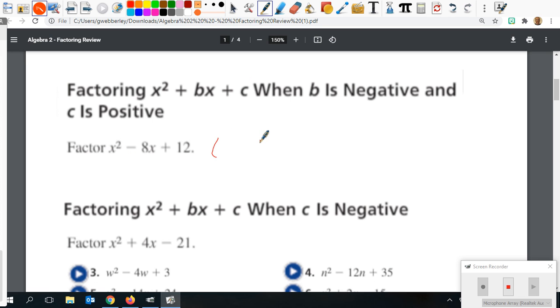So let me, oh, there it is. Yeah, it's already there. Okay.